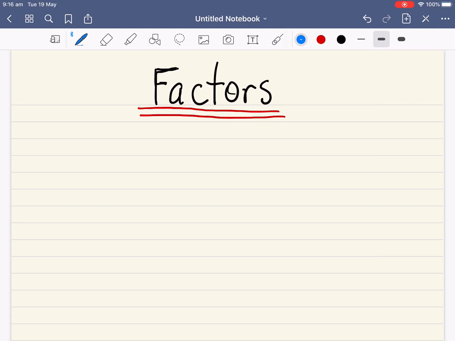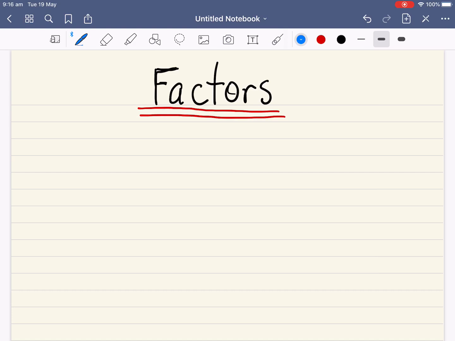Okay, so the goal here is to be able to factorize expressions, but before we can do that, we need to get comfortable with just factors, and that's what this video is going to be about and what this lesson is going to be about. So firstly, what are factors? Well, the good news is you already know what factors are. You covered this in primary school, right?